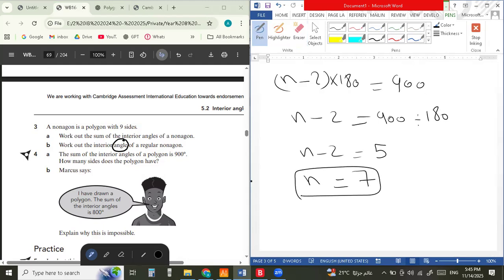So what is that shape? It is a heptagon. They ask you, how many sides does the polygon have? You write 7 sides.